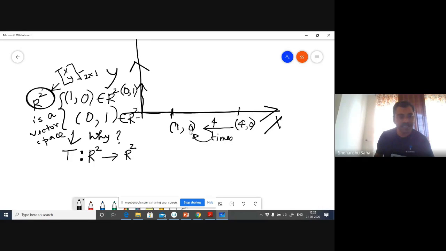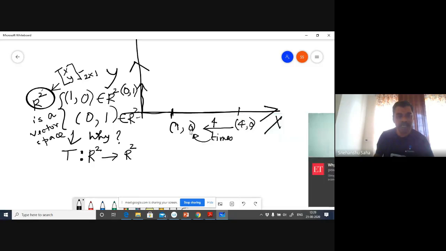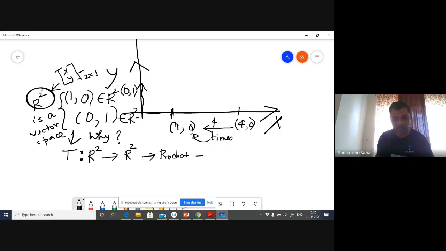So what resides here? A 2x1 column vector resides here. What resides here? A 2x1 column vector resides here. So when you use a linear function on these column vectors, then your outcome or your product becomes a 2x2 matrix. Okay.